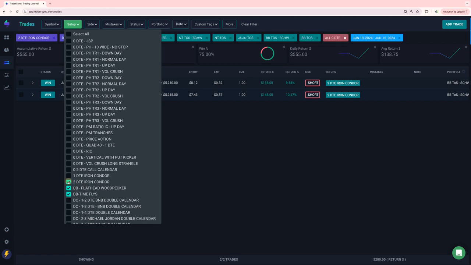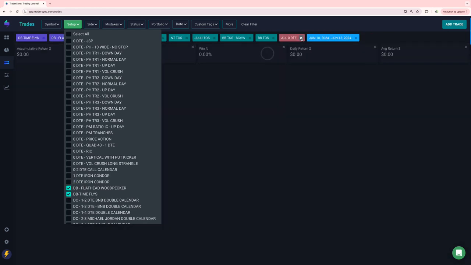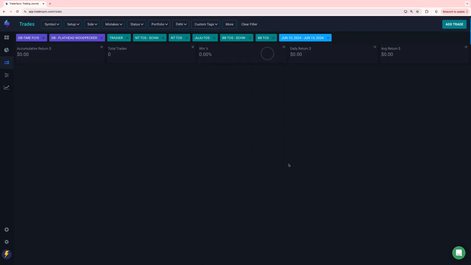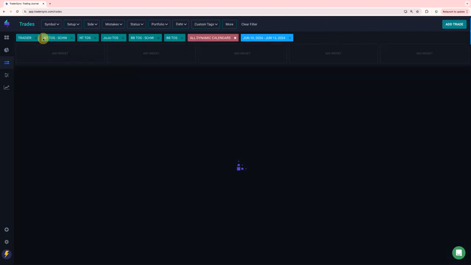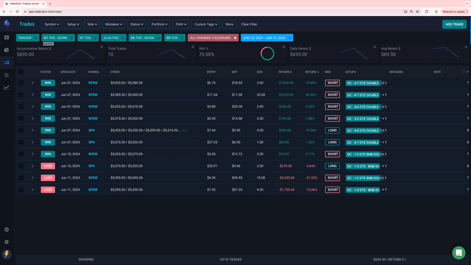On the dynamic butterflies, I don't think I had any closing trades. Yeah, none there. On my dynamic calendars, green for the week, plus 695, small green.